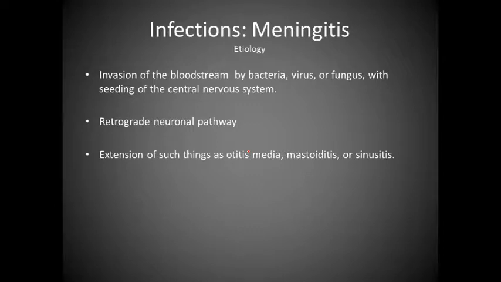Retrograde neuronal pathway, so it works its way up the spinal cord, and then an extension of such things as otitis media, mastoiditis, and sinusitis. So the scary thing about meningitis is the third bullet point. You can have an ear infection, inflammation of the mastoid air cells, and/or a persistent sinus infection, and all ultimately wind up with meningitis. Not everyone who undergoes each of these things is going to have meningitis, but for those 8,000 that actually do, the prognosis is not the greatest.